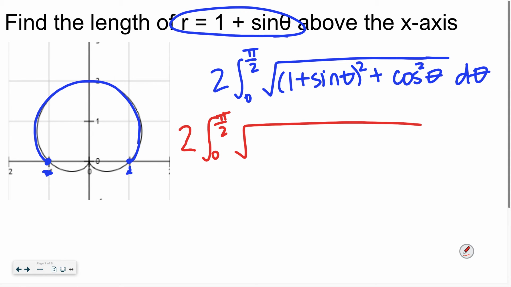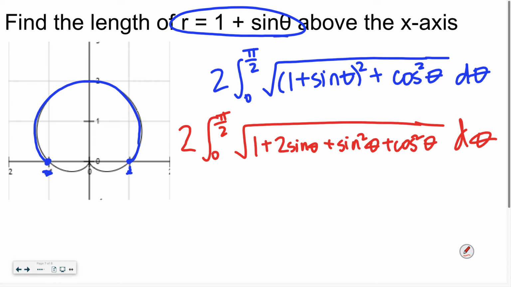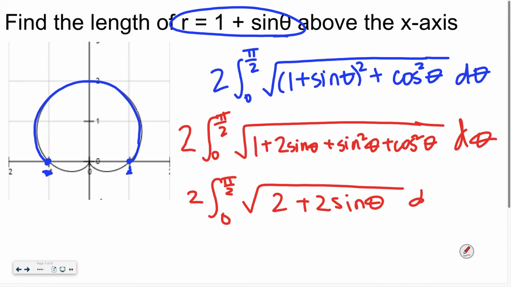Okay, so what do we have? We have 1 plus 2 sine theta plus sine squared theta plus cosine squared theta. Wait, just a second. We can take that sine squared and cosine squared and substitute. Sine squared plus cosine squared is 1, which means we have 1 plus 1, which is 2.